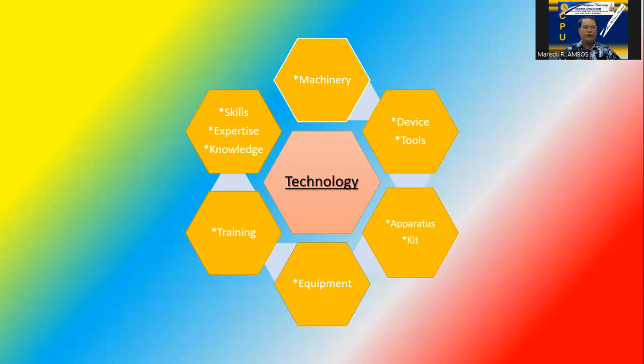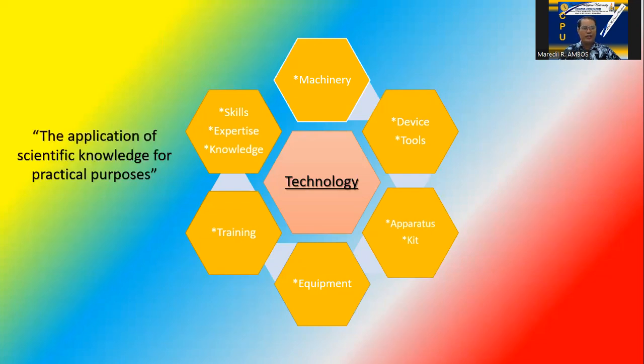Then we will have to define first what technology is. So if you can see, there is the definition of this. We have two ways to define technology. The first is the application of scientific knowledge for practical purposes. If you notice, there is the skill, the expertise, the knowledge, and even the training. So it talks about scientific knowledge and practical purposes.